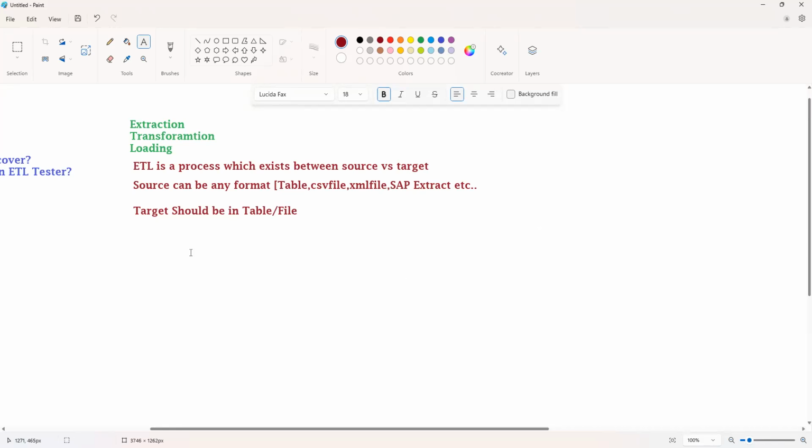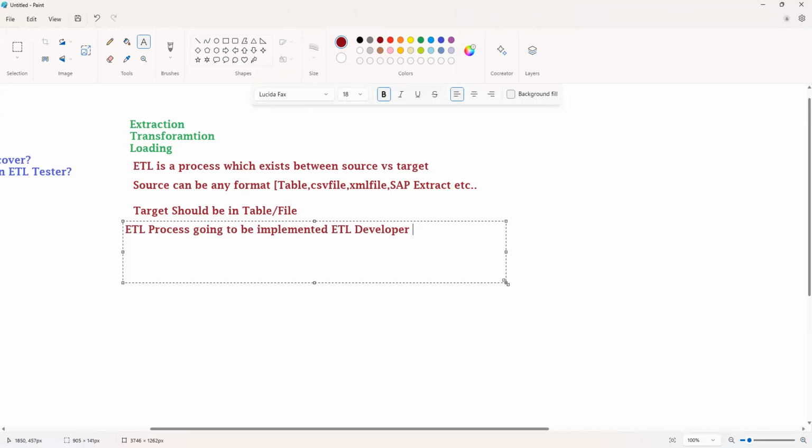Now, who is going to implement this process? The developer is going to implement this process. This ETL process is going to be implemented by the ETL developer.